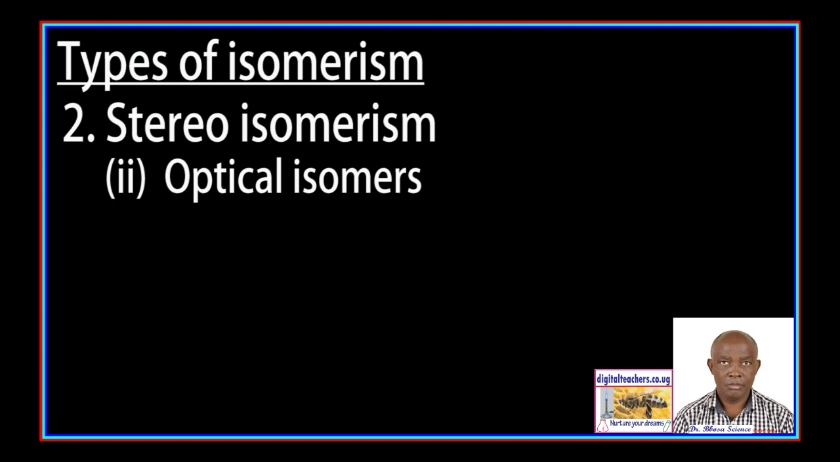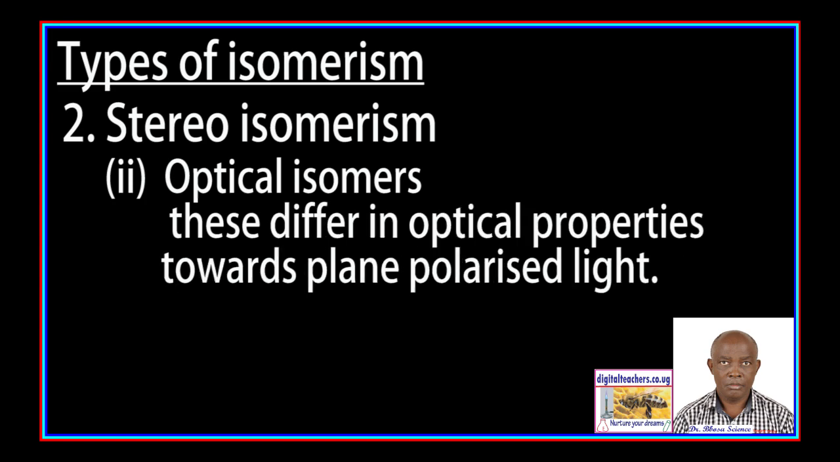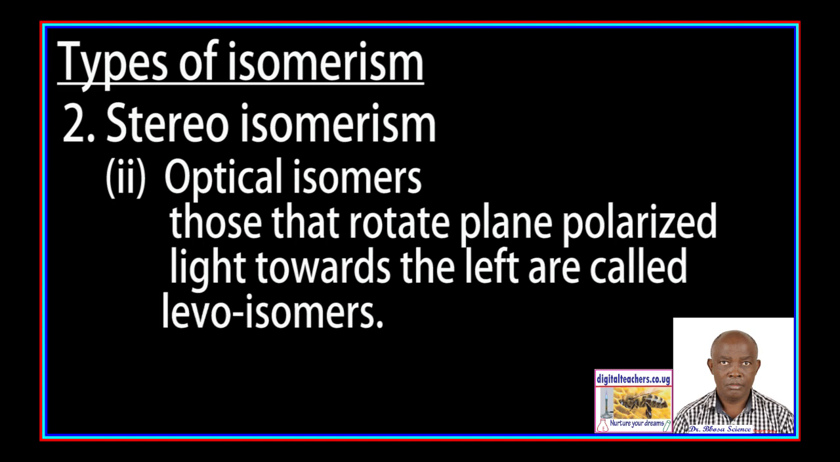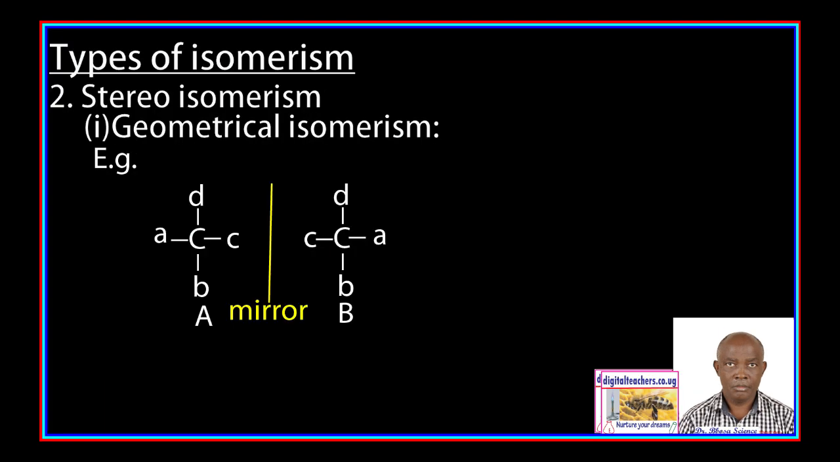Then optical isomers. Optical isomers occur when four different groups are arranged around a single carbon atom. These differ in optical properties towards polarized light. Those that rotate light towards the right are called dextro isomers, and those that rotate light towards the left are called laevo isomers. They are also called mirror images. For instance, compound A is a mirror image of compound B.